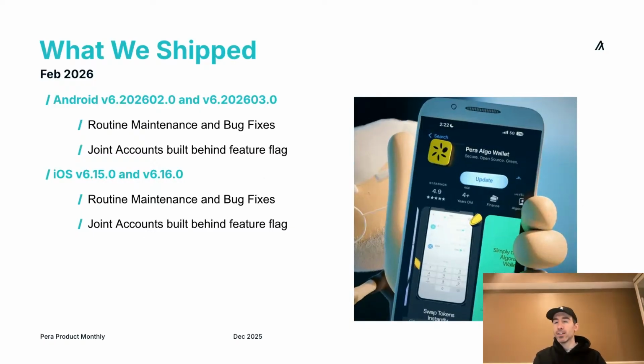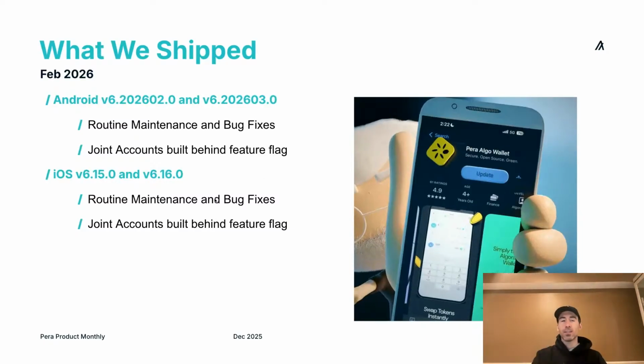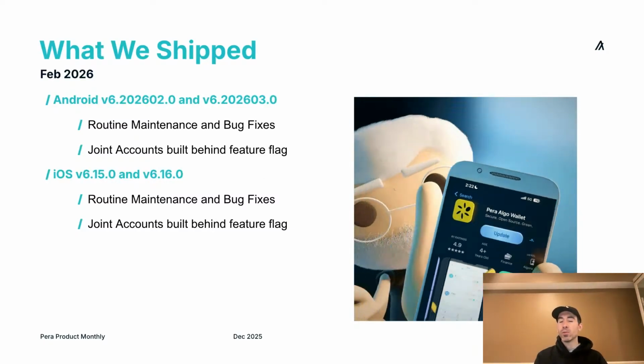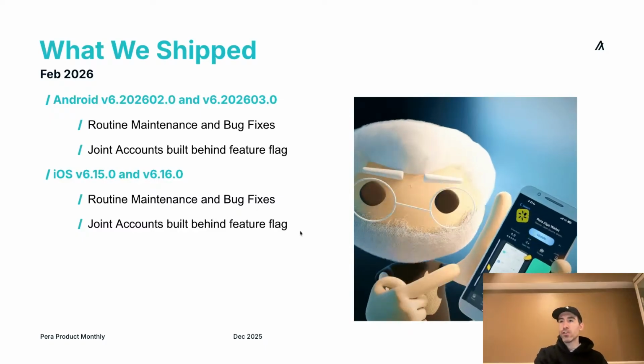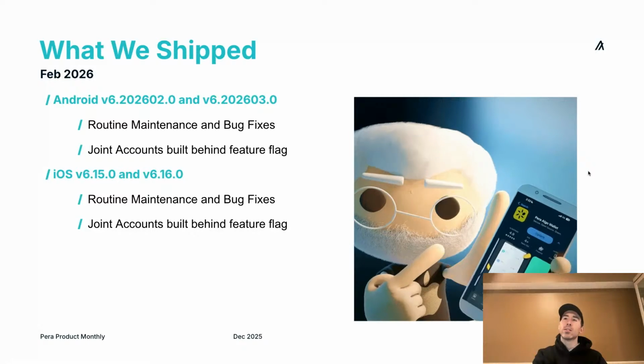So if you have access to the secret development menu, everybody has it. You just have to find it, press the version number 10 times in a row. You'll see it. And then you can access all the feature flags and see all the cool stuff we're building behind the scenes before everybody else in the world does.